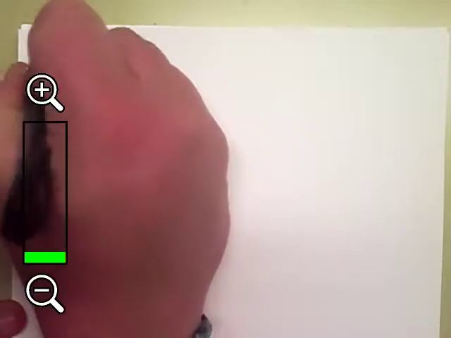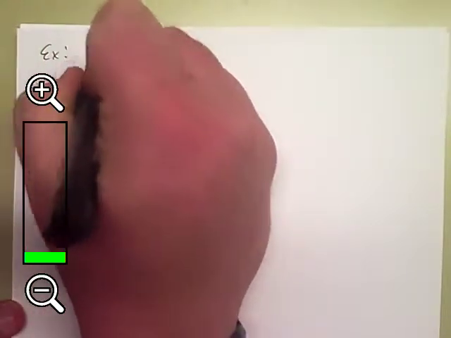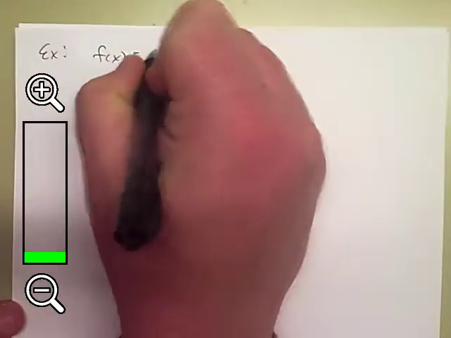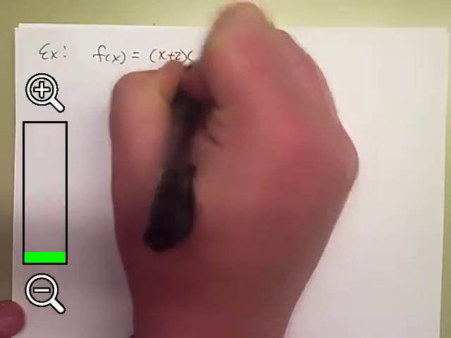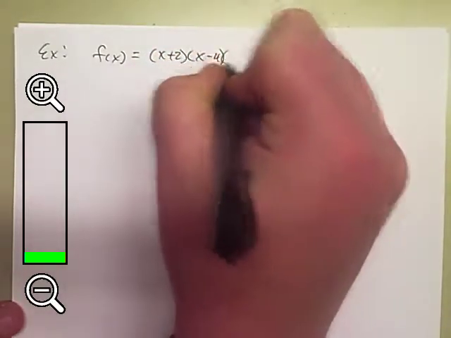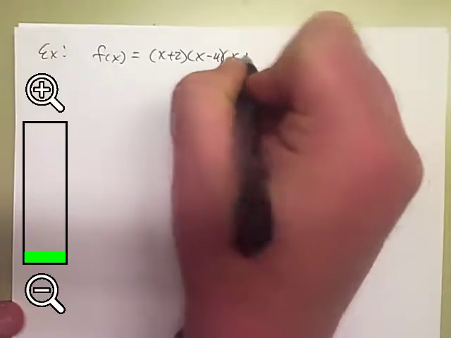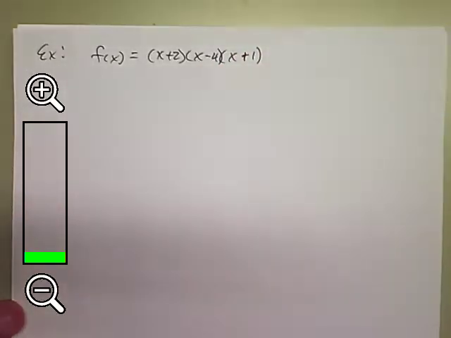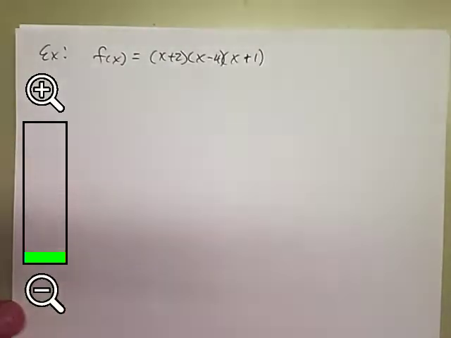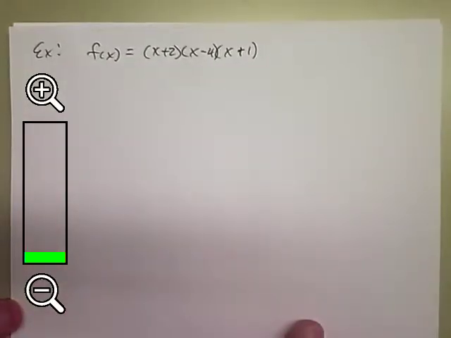All right, so let's take a look. What happens, for example, if I have f of x equals (x + 2)(x - 4)(x + 1)? All right, so the degree, just to remind ourselves, the degree here is going to be 3, and that's okay. Don't need to write that down. Don't need to do anything here as far as the degree is concerned. But what I need to do is find the zeros.